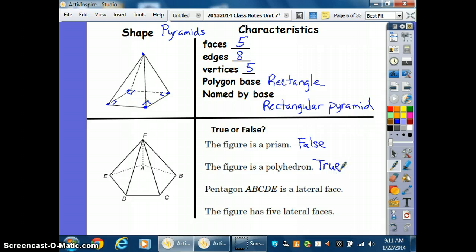The pentagon ABCDE is a lateral face. No, a lateral face is the face that is not the base. So I'm going to shade this in real quick. This is a lateral face, this triangle. So the pentagon, that's false. That's not lateral. That's the base. The figure has 5 lateral faces. Yes, that's true. It has 5 triangles that go around, so that's true.